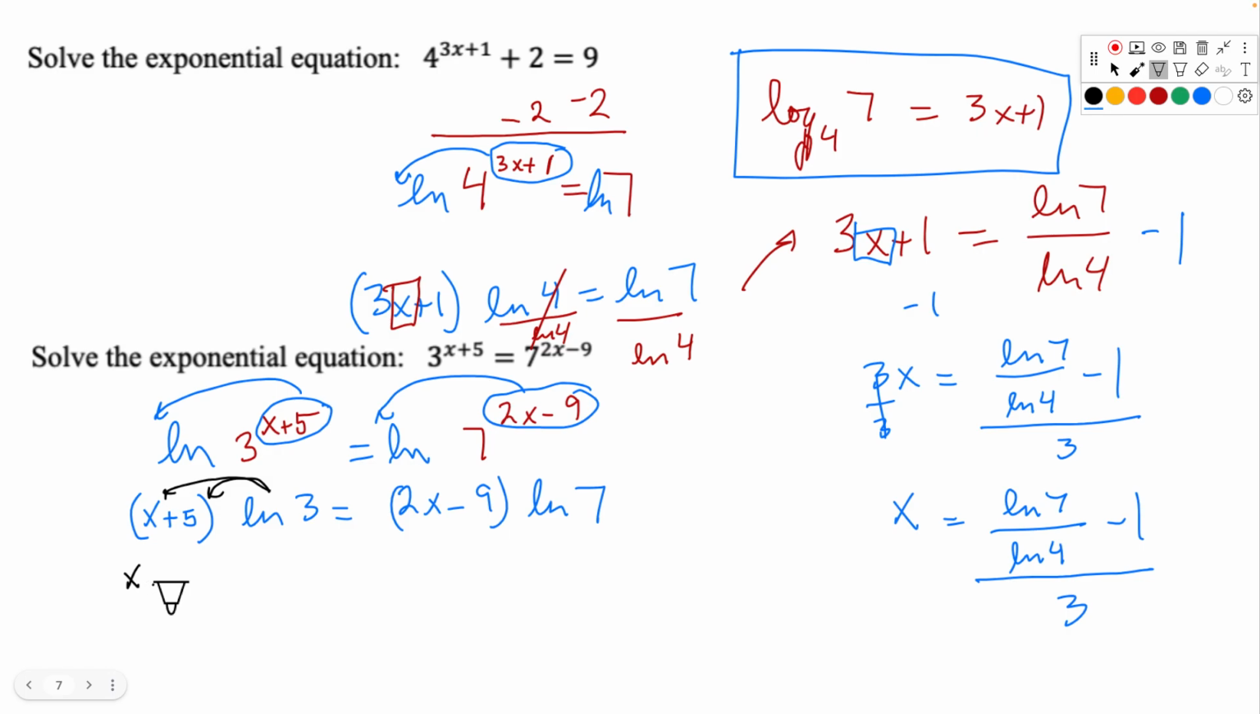So we get x natural log of 3 plus 5 natural log of 3. And notice 5 natural log of 3 is really just a number. It's no longer a variable. We distribute the 7, our natural log of 7. So that's going to be 2x. I'm going to put parentheses around the things that are in the natural log. Just makes it.